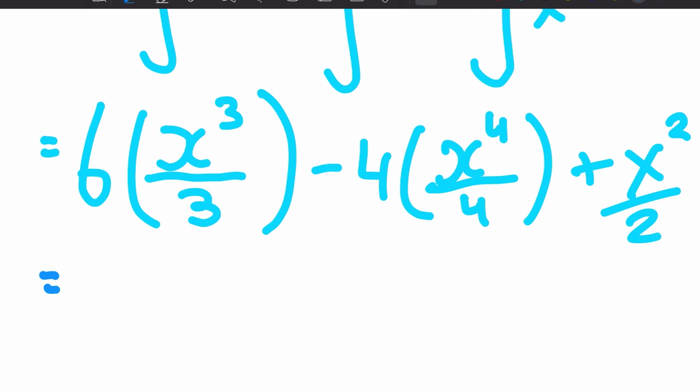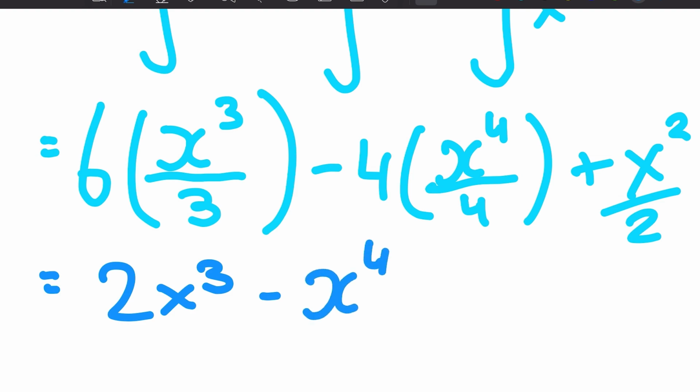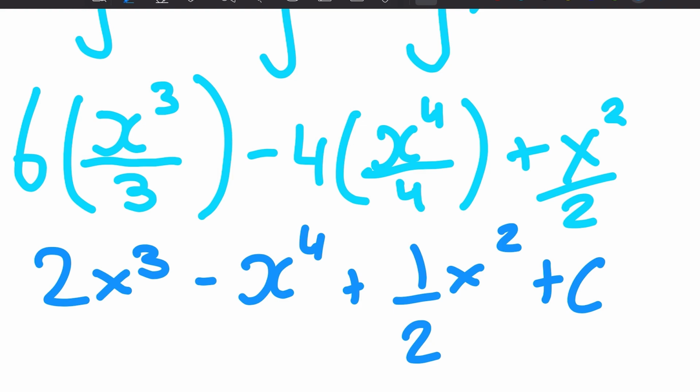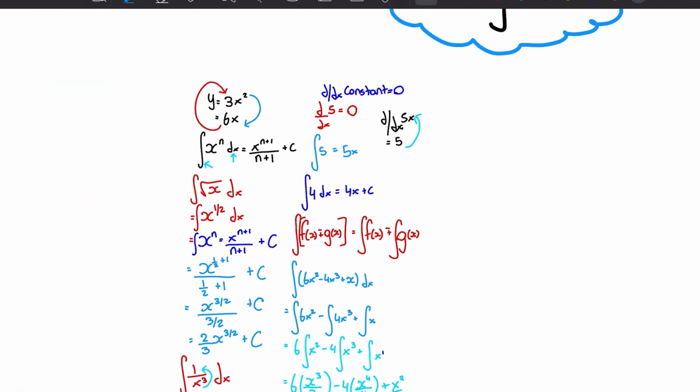So it's going to be equal to 2x cubed when you multiply these. 3 into 6 goes 2 times. Minus 4 over 4 for x to the 4, plus a half x squared plus c. And that's your answer. And so integration is really not that difficult.